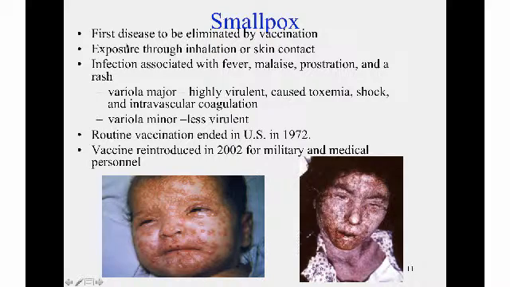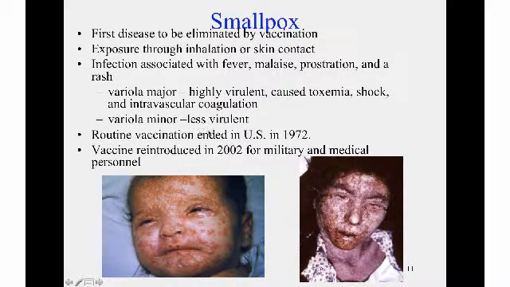For smallpox, this was the first disease to be eliminated by vaccination. And exposure occurs through inhalation or skin contact. Infection is associated with fever, malaise, prostration, and this rash, the characteristic pox. There's a difference between the major and the minor version of variola. So variola major is more highly virulent, associated with toxemia, shock, and intravascular coagulation, whereas minor is less virulent.